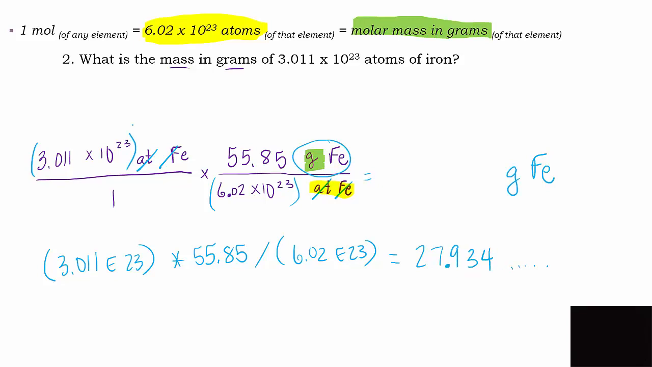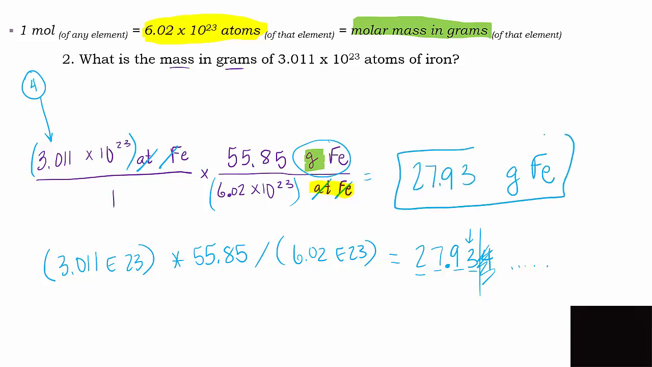Let's analyze the sig figs. So how many sig figs did we start with? We started with 4, so we want to end with 4. So 2, 7, 9, 3. We're going to stop there. So we're rounding to the 100th place. And the 4 does not cause the 3 to round up, so it stays the same. So our answer is 27.93. Beautiful.